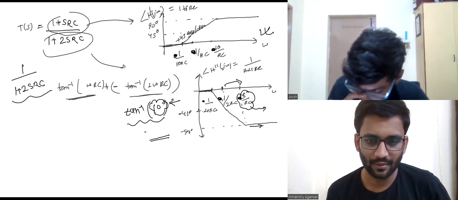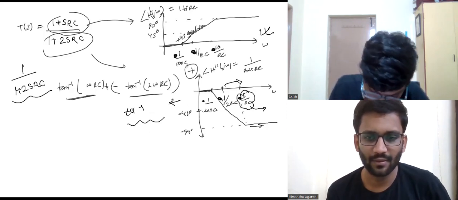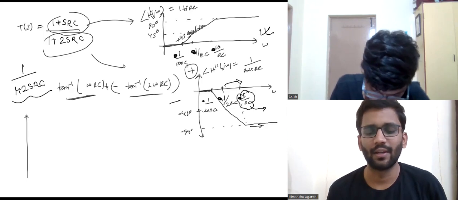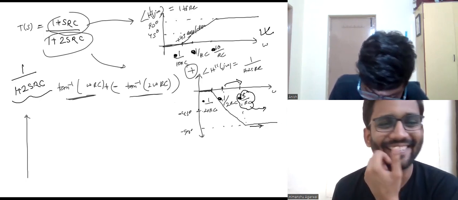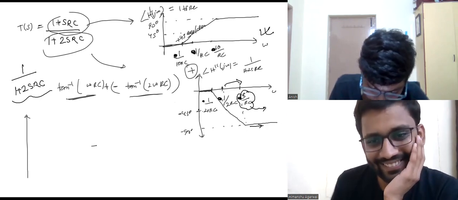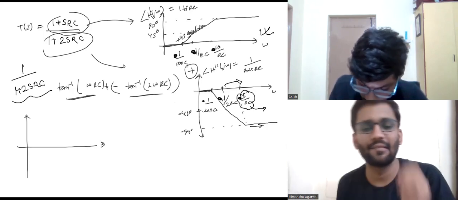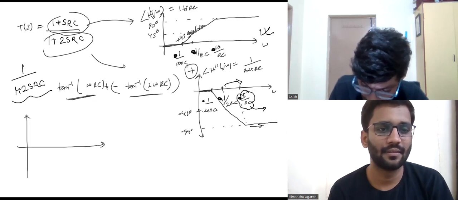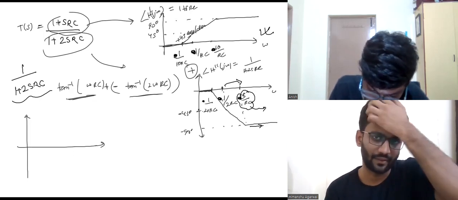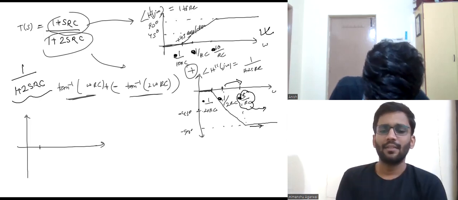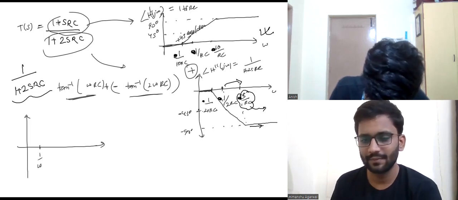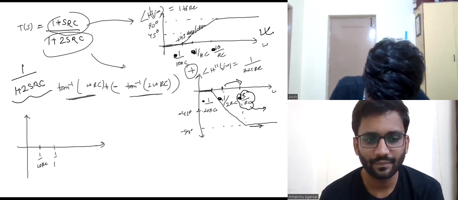So now if we add these two plots, not an easy task to do, I guess. That's why, if we had done it in a single plot, it would be a bit difficult to calculate the slope and all. So we'll have these points. This is 1 by 20 RC. This is 1 by 10 RC.